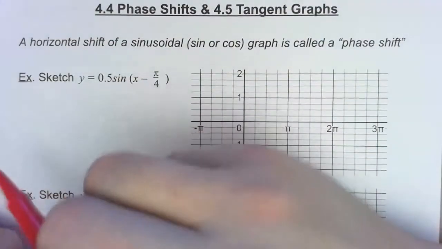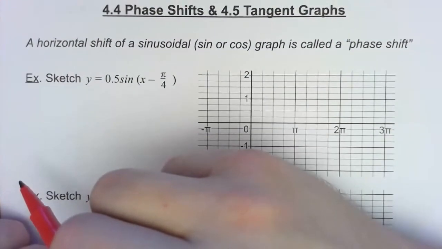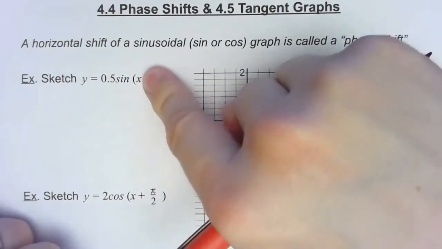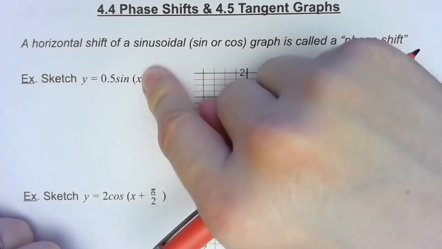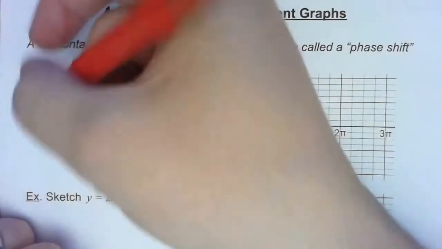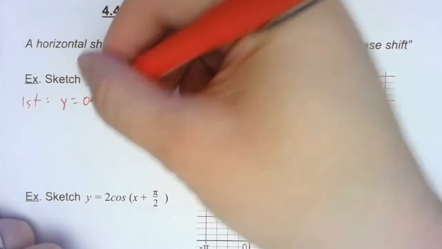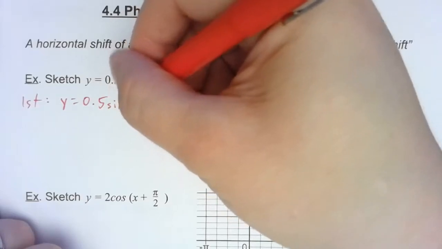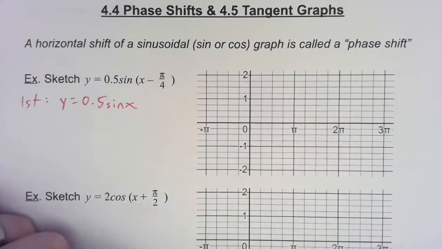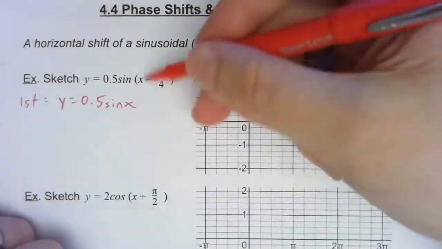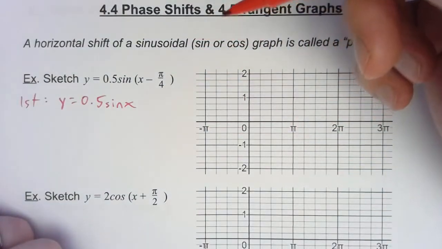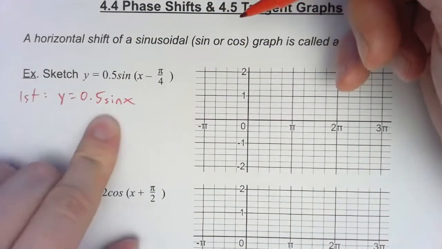So just like with the vertical shifts, though, we're just going to do it in two different steps. We'll do it without the shift, and then we will just go ahead and shift all the points. All right, so first, we're just going to sketch y equals 0.5 sine of x. That x minus pi over 4 inside the function is going to shift it horizontally. So we'll do just this first.